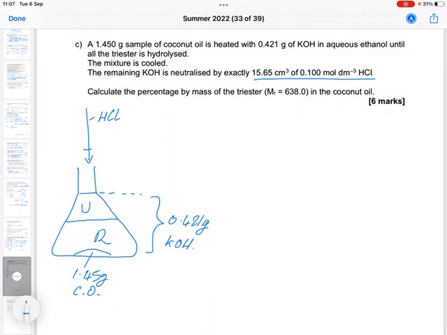So let's start by working out the moles of that. So 0.1 times 15.65 times 10 to the minus 3. So that gives me 1.56 times 10 to the minus 3 moles of hydrochloric acid. So hydrochloric acid and potassium hydroxide react in a 1-to-1 ratio, which means this proportion here is the potassium hydroxide that didn't react with the coconut oil.